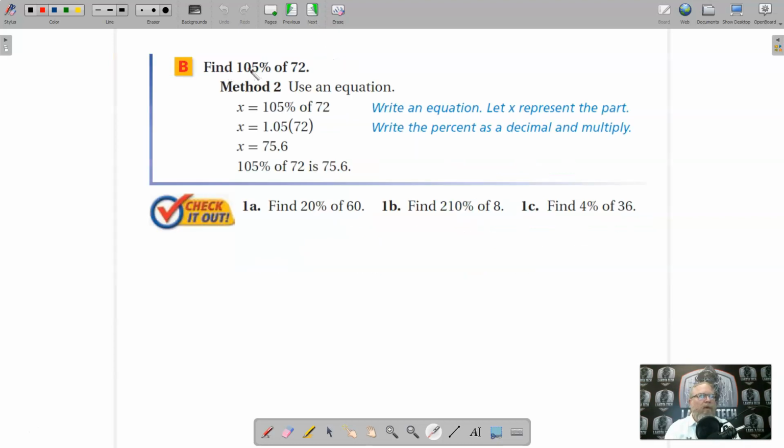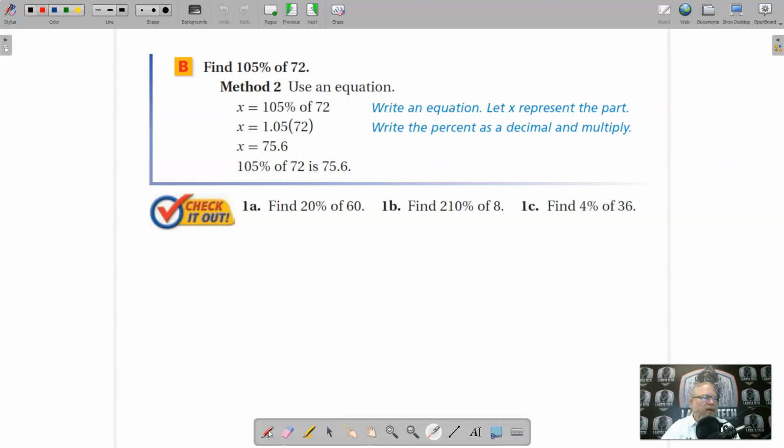Now let's find 105% of 72. Now this is greater than 100%, right? 100% of 72 would be 72. So we should be expecting a value that is actually greater than 72. Method 2, we're going to use an equation.